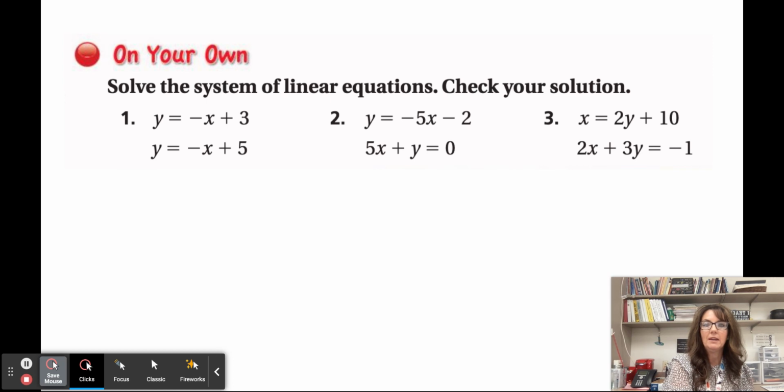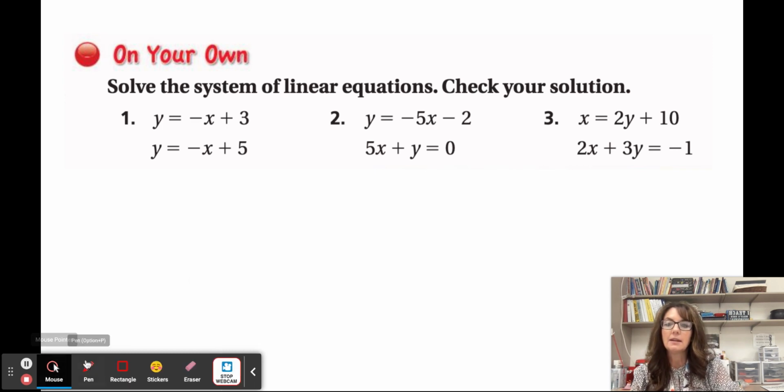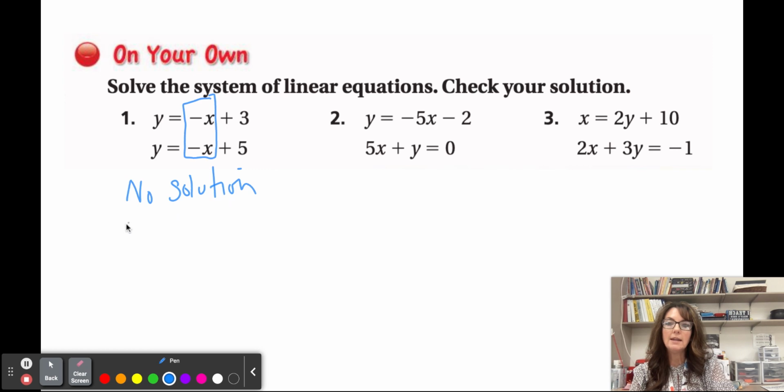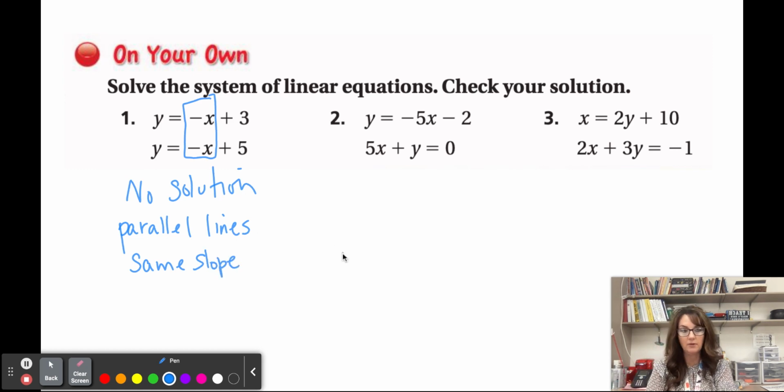Looking at the first one, they're already solved for y. So this is only going to work if they're in slope-intercept form, that you can do this examination method. But if they are in slope-intercept form and you notice that they have the same slope, we know there will be no solution. Why? Parallel lines, same slope. We didn't even need to graph those. So I won't even make you graph those if you can identify that.